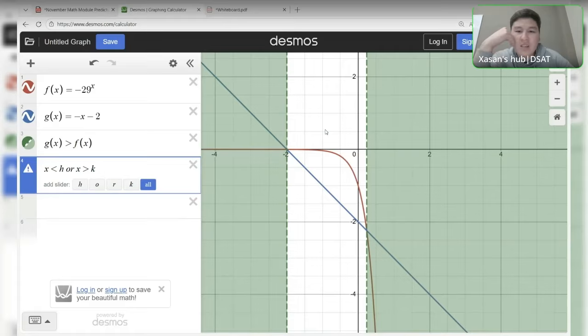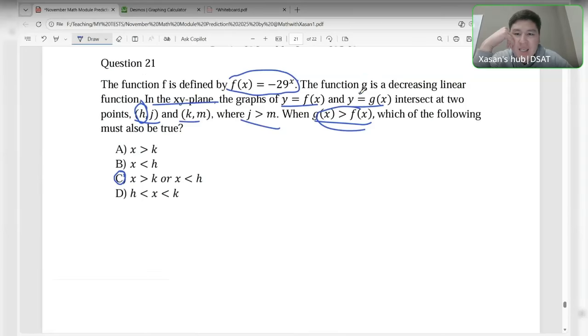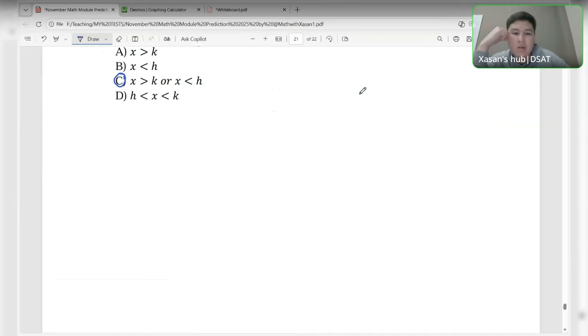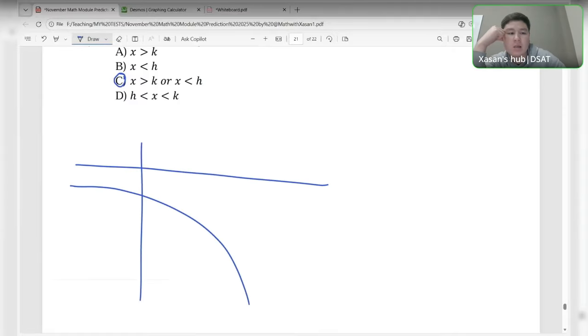So we have an f of x function, and look, g is a decreasing linear function, right? That does this. And the rule for a decreasing linear function is that the slope must be negative and the y-intercept is also negative. So I'm randomly writing the function here, and this one is a decreasing linear function.